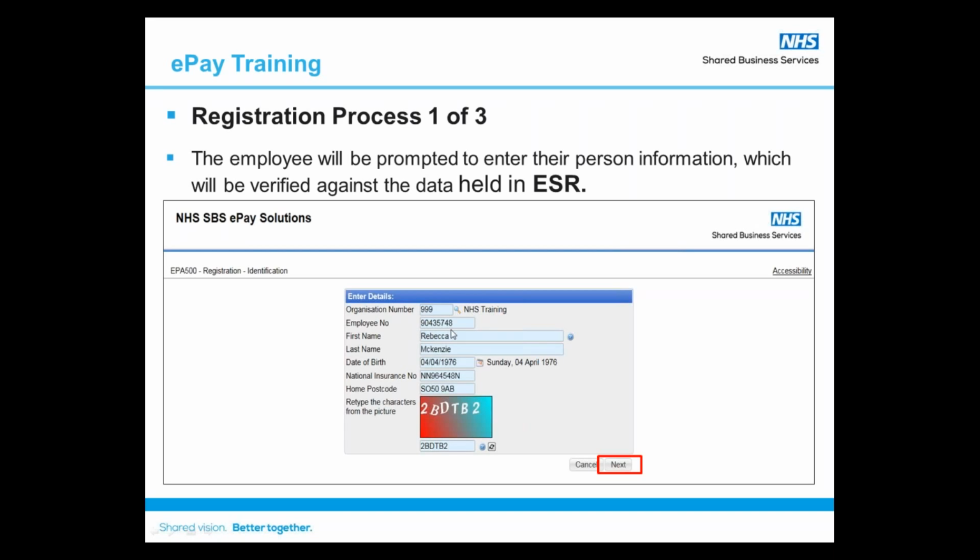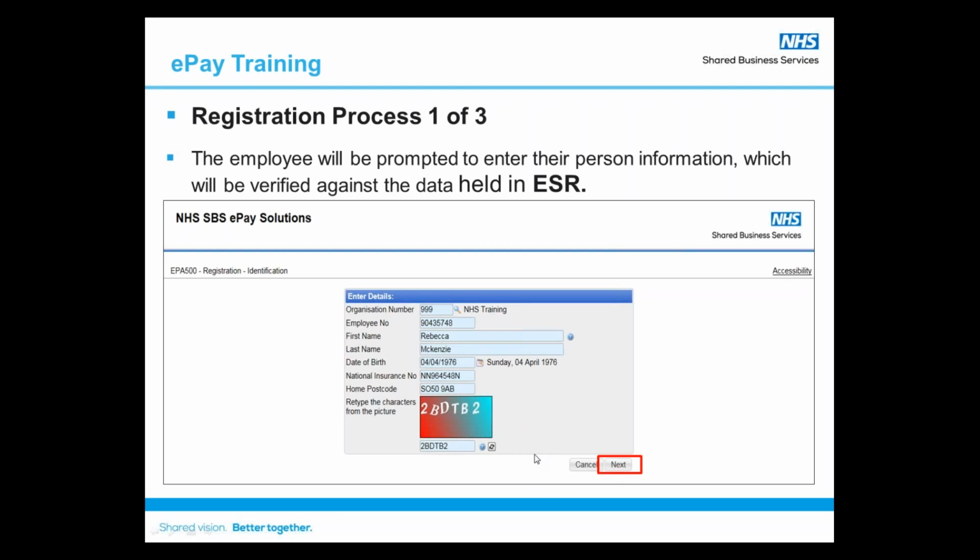And you then key in your employee number, which is the 8-digit number on your payslip. That's also your username in ePay, so your username is your employee number. Key in your first name as it appears on your payslip, and your last name, your date of birth, your NI number, and your home postcode. So everything will be on your payslip apart from the home postcode. Then you've got one of these capture images. If you can't clearly read what's on it, then click on it to refresh it until you can, and type what you see into the box below without any spaces and click Next.